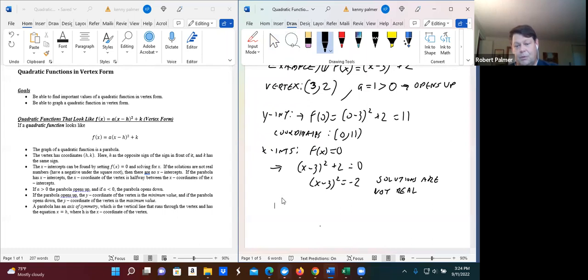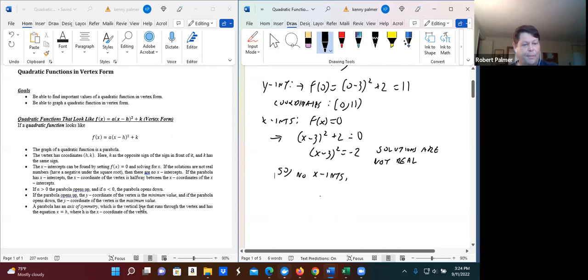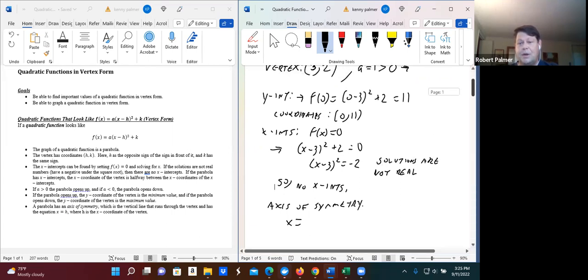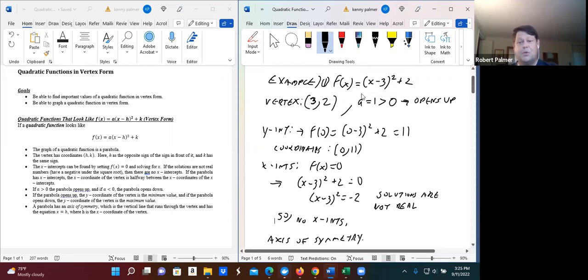And say then, no x-intercepts. Okay, what else can we find? Well, we also know that we have what's called an axis of symmetry. And that's going to be a vertical line. And your vertical line has an equation x equals a number. In this case it is going to be x equals the x coordinate of the vertex, x equals 3.